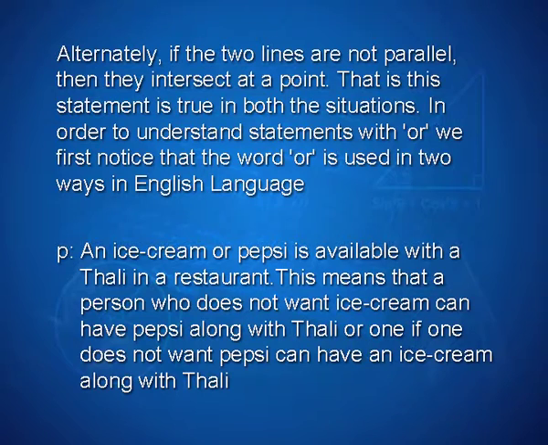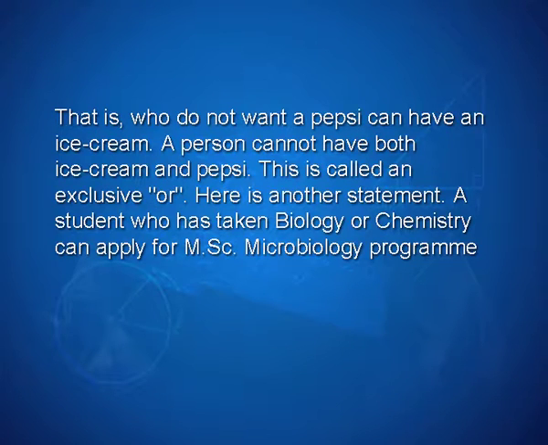P. An ice cream or Pepsi is available with a thali in a restaurant. This means that a person who does not want ice cream can have Pepsi along with thali, or one who does not want Pepsi can have an ice cream along with thali. That is, one who does not want a Pepsi can have an ice cream. A person cannot have both ice cream and Pepsi. This is called an exclusive or.